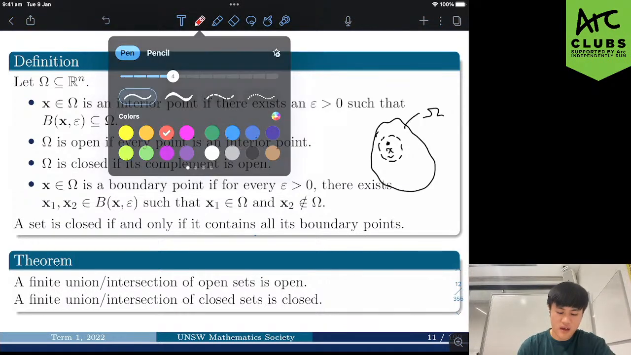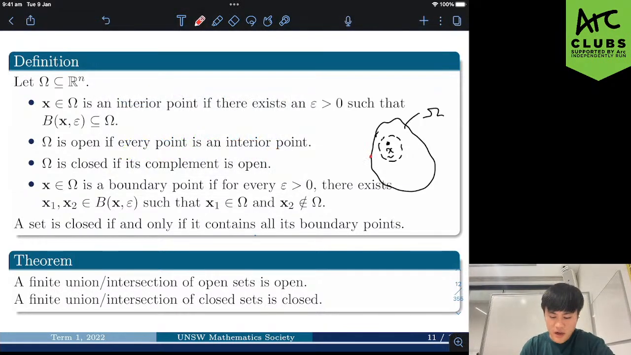If we look, that point x is part of omega. If we look at this point here, just call it A, and draw a ball around A, we can see that some of the points inside that ball of A, no matter how small you make epsilon, are outside of omega, but on the other hand, some of the points are inside omega. And what we call A is a boundary point.